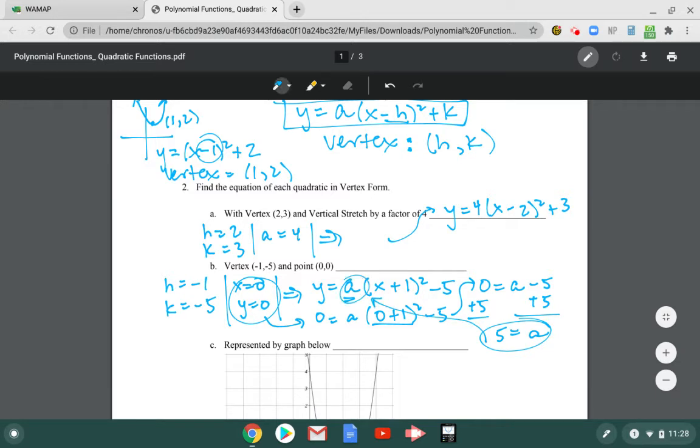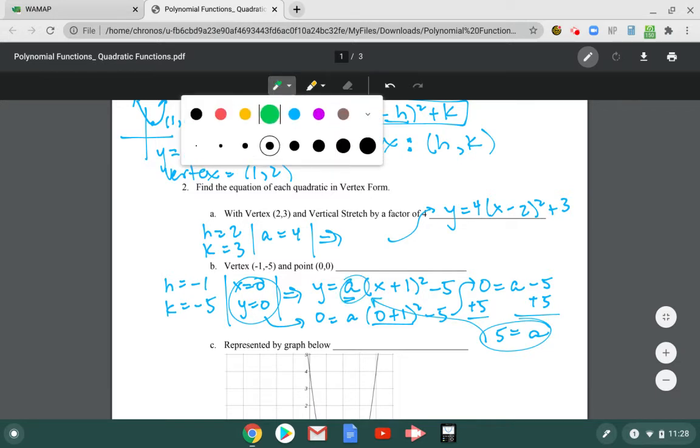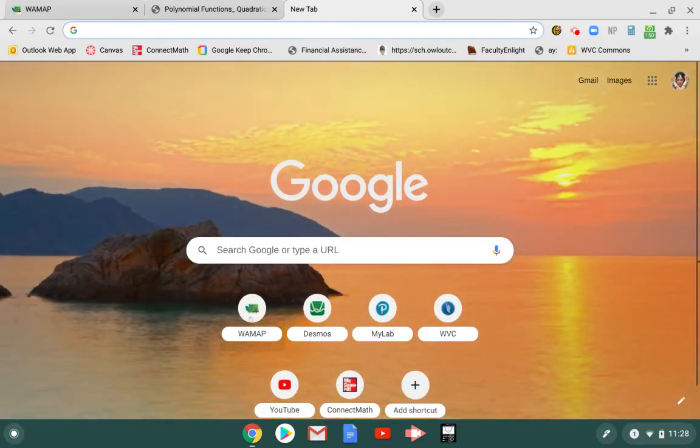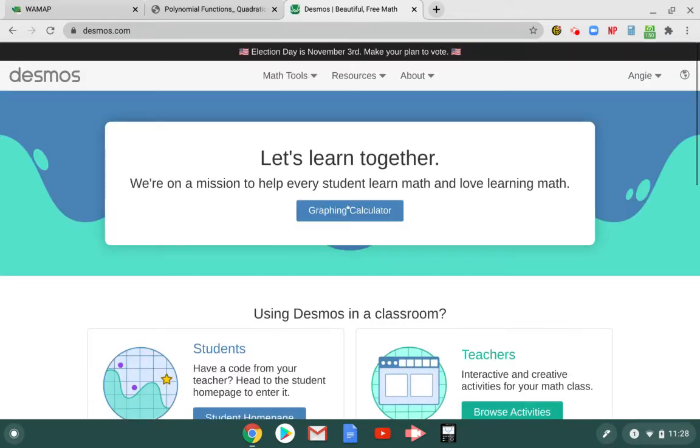Let's go ahead and put this up on the answer line. So we had everything but a here. As I put it all together, y is equal to a, which is 5, (x plus 1) squared minus 5. A great way to check this is with Desmos. If I go ahead and graph the factored form in Desmos, it should match the vertex and the point that I was given. So let's go ahead and just move over into Desmos.